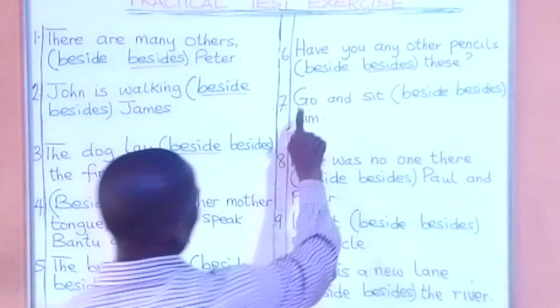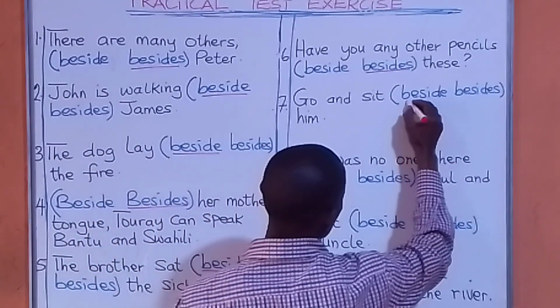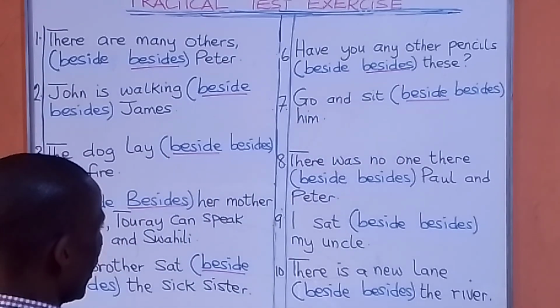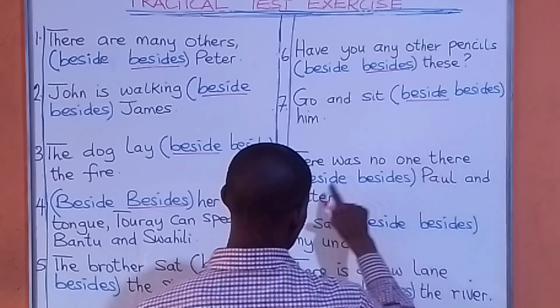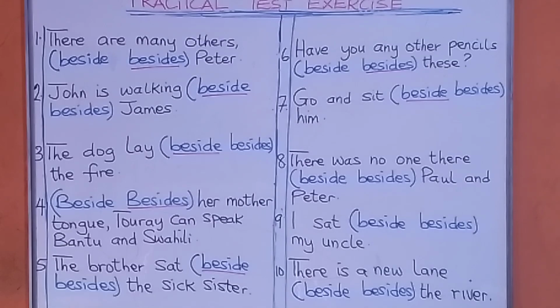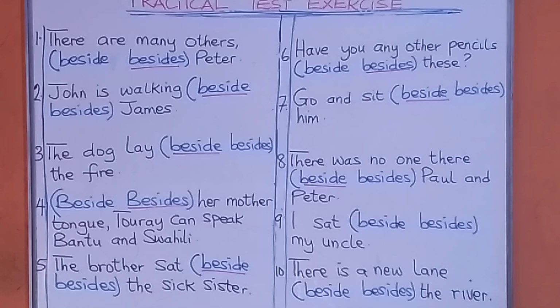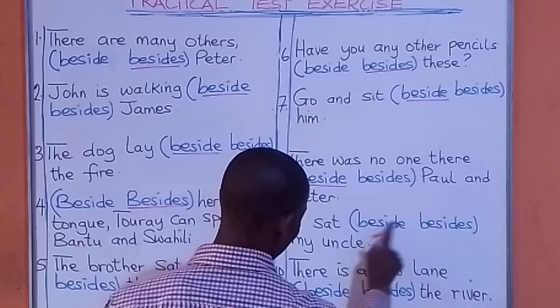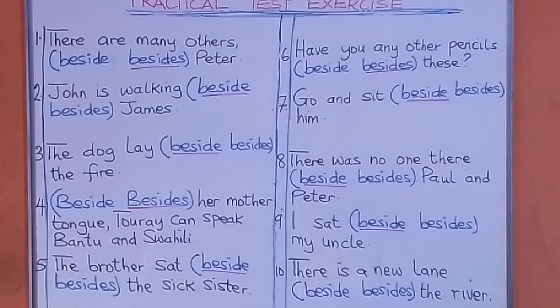Look at number 7. Go and sit beside him. Look at number 8. There was no one there besides Paul and Peter. Number 9. I sat beside my uncle.